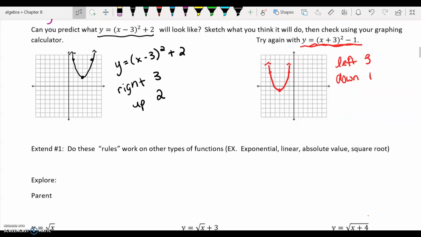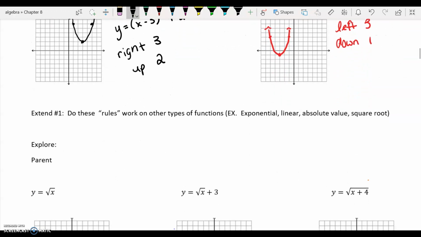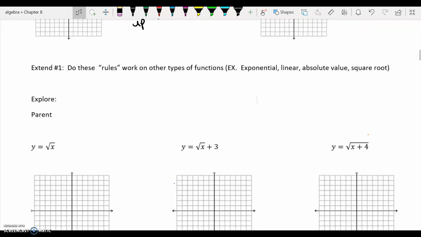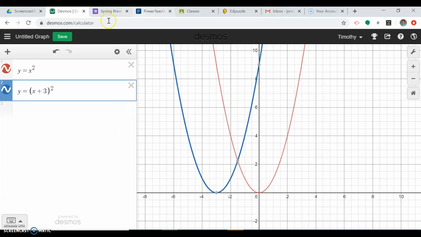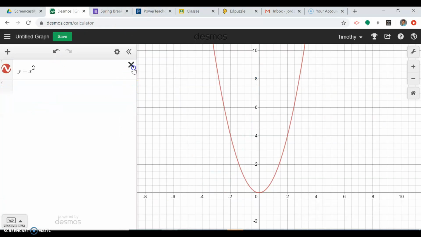Now, the next question is, on your packet, do these rules work on other types of functions? So we're going to do the first one together. So I'm going to go back to Desmos. I want you to graph it. That's what you're going to do with this last page, because I'm not going to go through it with you. So we're going to go to Desmos. We're going to exit out of these.